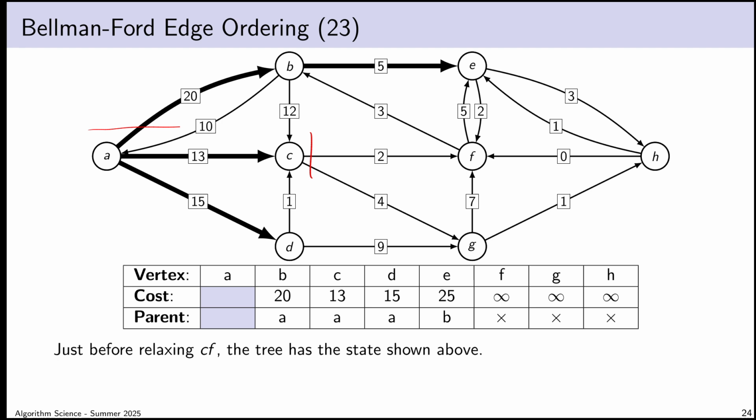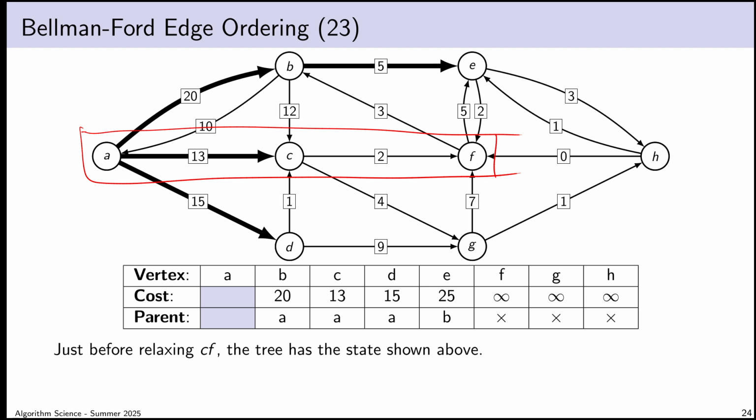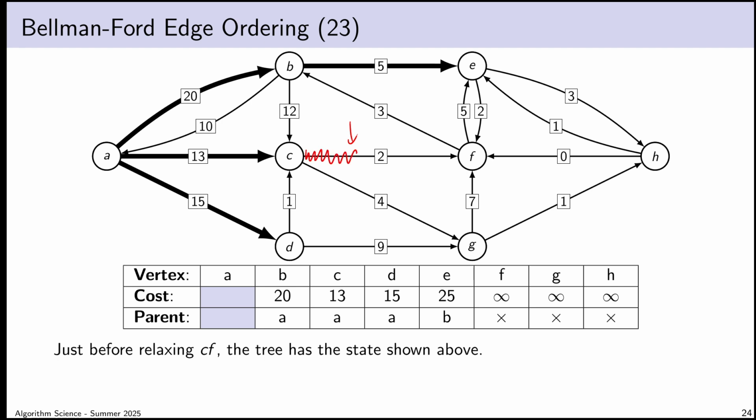At this point, the algorithm has already found a minimum cost path from vertex A to vertex C, which means as soon as it relaxes edge CF, which we happen to know is on the minimum cost path from vertex A to vertex F, the minimum cost path from vertex A to vertex F will be locked in. It'll be in the tree forever.